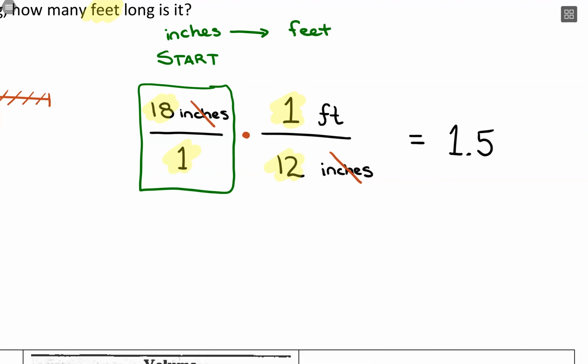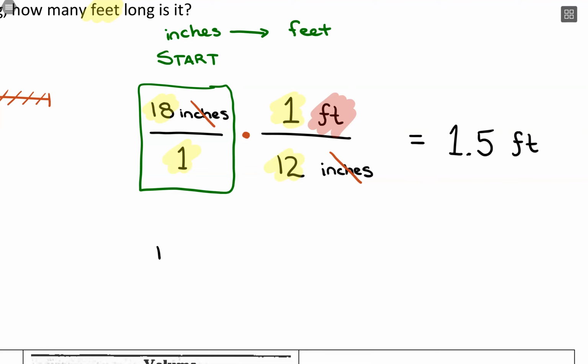And then for the units, the inches canceled out. So all we have left over is feet. And that would be our conversion. So we start with a fraction, and then we use a unit fraction to create a conversion so that we end up with the units that we want.